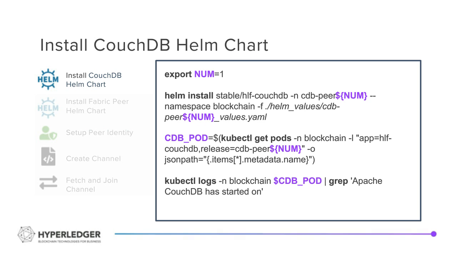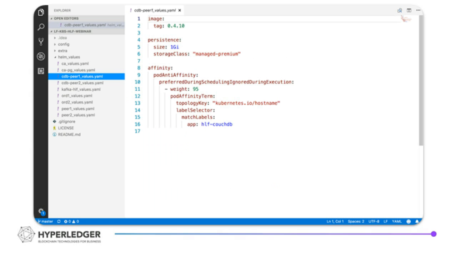The values file in this case is really simple, and it mainly specifies the version of the Hyperledger CouchDB Docker image, which in this case is 0.4.10. We also again specify a persistence so that the CouchDB database holds the data, and an anti-affinity so that CouchDB pods are actually deployed on different Kubernetes machines.